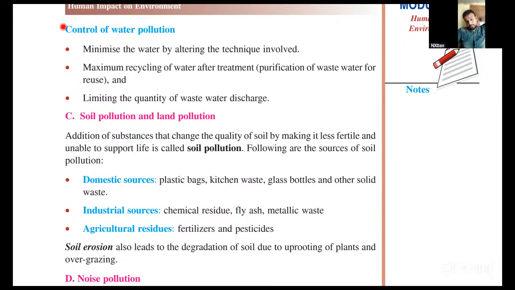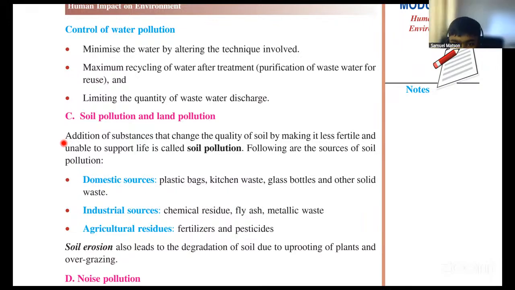So the maximum flush water can be reduced, or used for the garden area. So this is all used in the society where we are living. Many societies have to adapt these types of techniques. It may be costly, but it is more water safe. Understood? Yeah. Next. Read it.